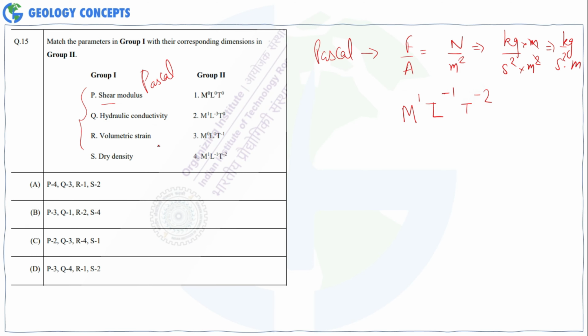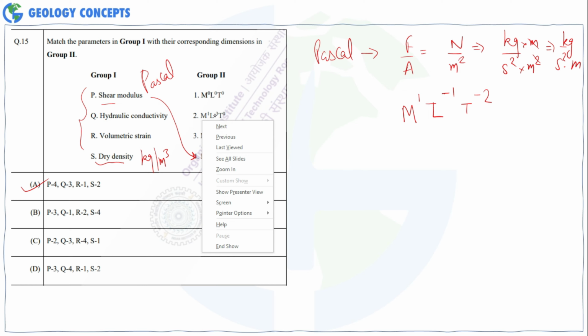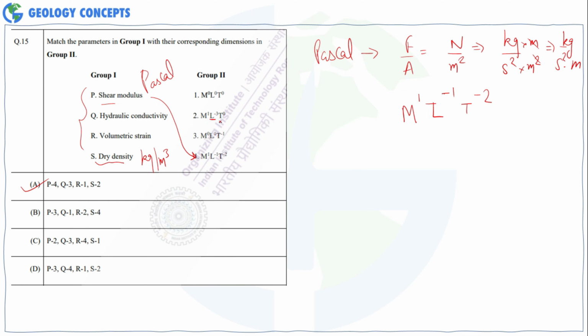So for shear modulus, at least I can say the fourth option is the correct one, and if I can calculate this one, I can easily write the answer because it's only in the one option. Then you have dry density or density, which is nothing but kg per meter cube. So it's very simple: it's mass 1 and length negative cube, and it does not have a time dimension. So this way you can do it, and the correct answer here will be A.